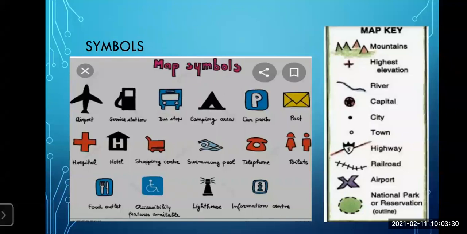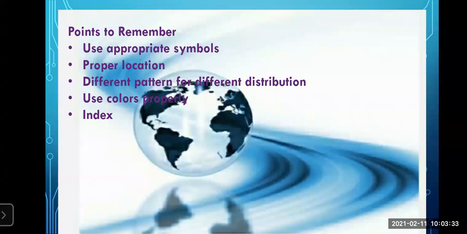Let's move ahead. Now, points to remember when you're filling this map. Very, very important, what points you should remember. You have to use the appropriate symbol. Appropriate symbol use is very important, because if you want to show a hospital and you give the symbol of an airport over there, it will be totally wrong. So appropriate use of symbol is very, very important, which will give you a clear idea of what you actually want to say and what you actually want to show over there.